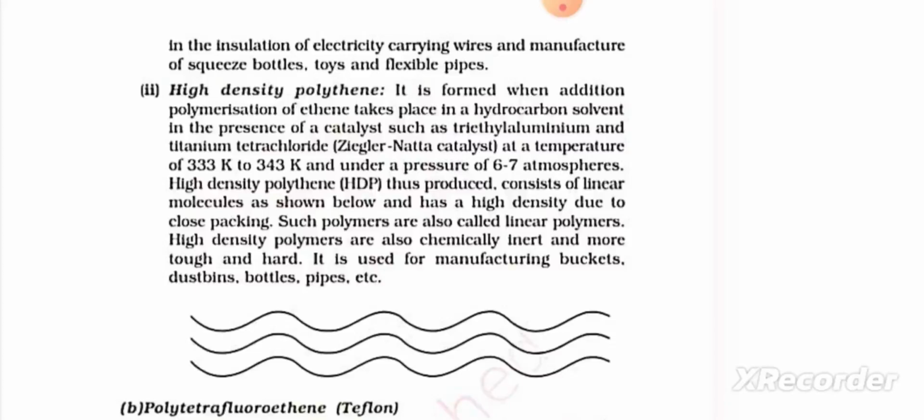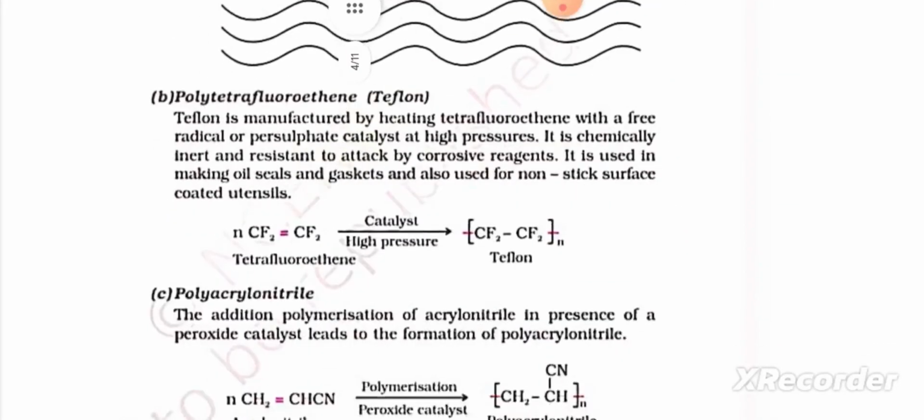Such polymers are closely packed linear polymers. High density polythenes are also chemically inert and more tough and hard. It is used for manufacturing of buckets, dustbins, bottles, pipes, etc.